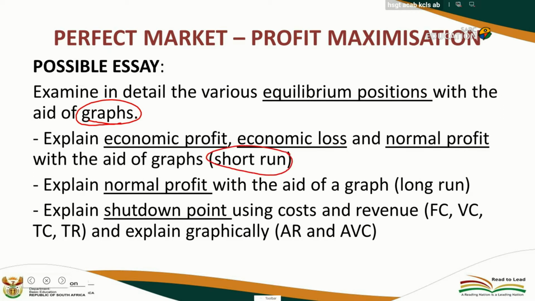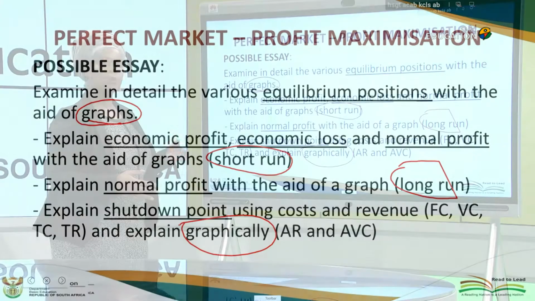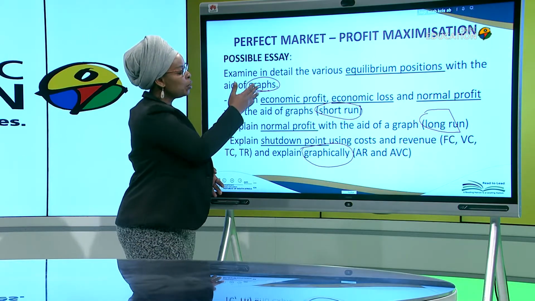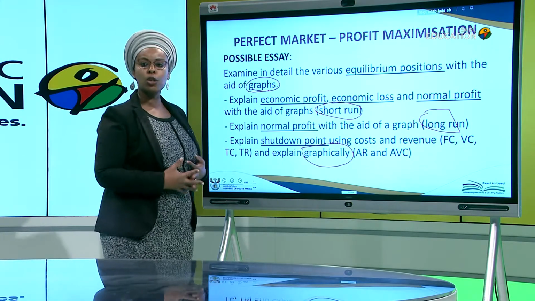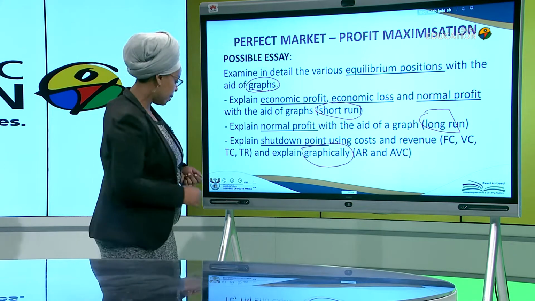Take note of the short run. You'll have to explain normal profit with the aid of a graph. Where? In the long run. So lastly, you'll have to explain the shutdown point using cost and revenue and also explain it graphically. So I'm going to take you through the steps where you'll be able to draw these graphs and also interpret them correctly.